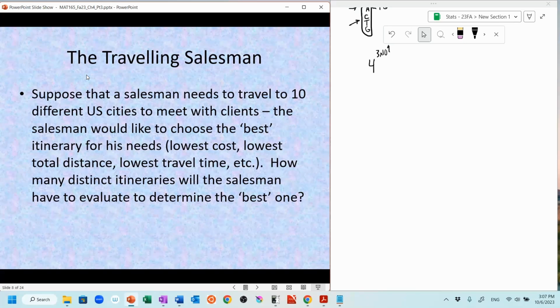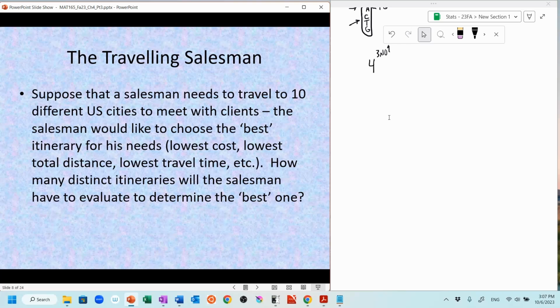We're going to build off of the fundamental accounting rule. We have this famous problem, the traveling salesman problem, famous in computer science, also in statistics. Suppose that a salesman needs to travel to 10 different US cities to meet with clients. So we're thinking maybe the old days salesman, the 1950s, 60s, where they actually had to travel, fly or drive to different cities to meet with clients.